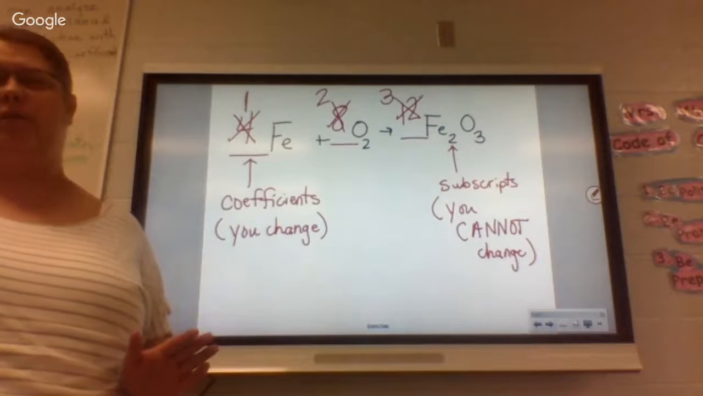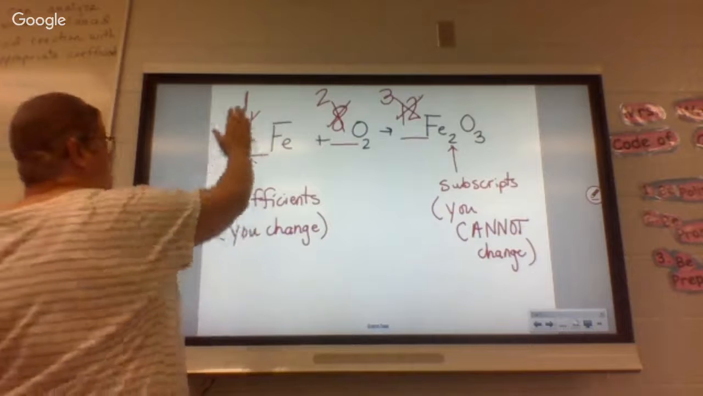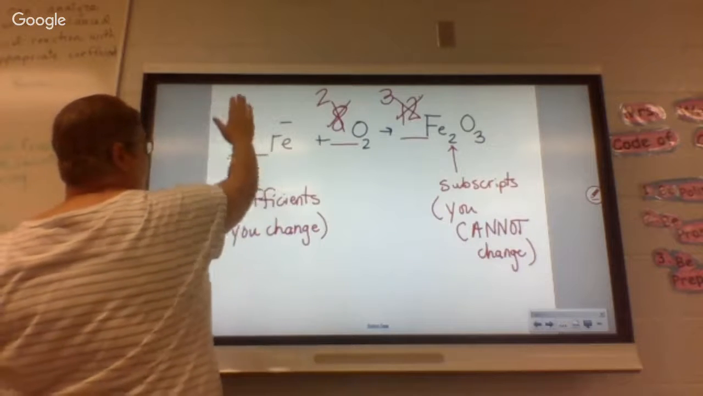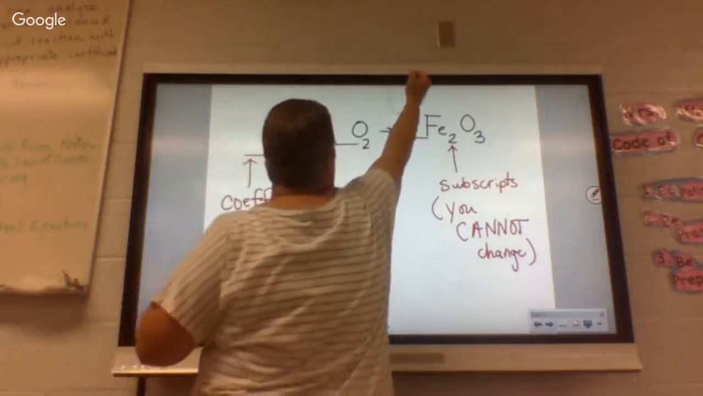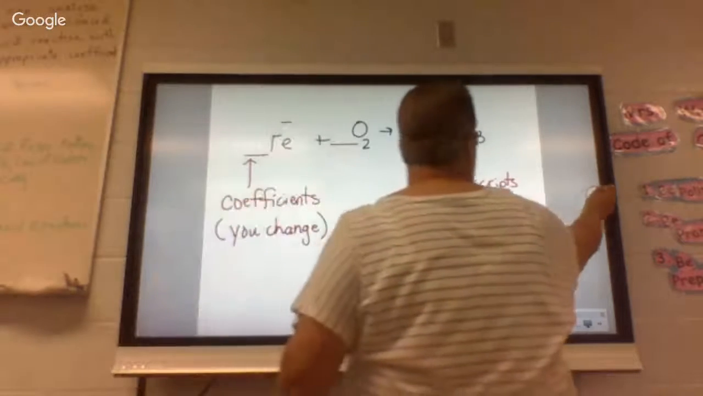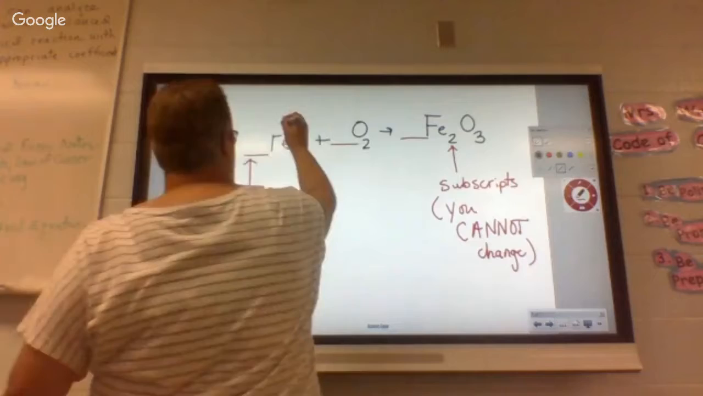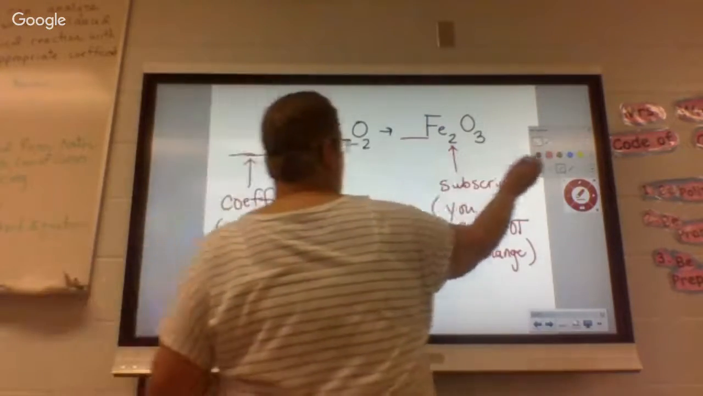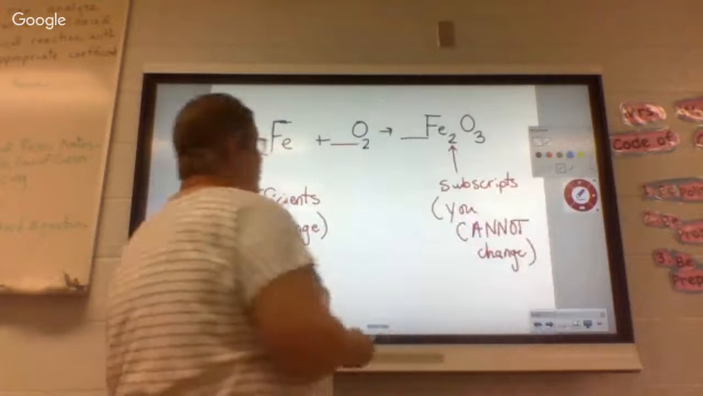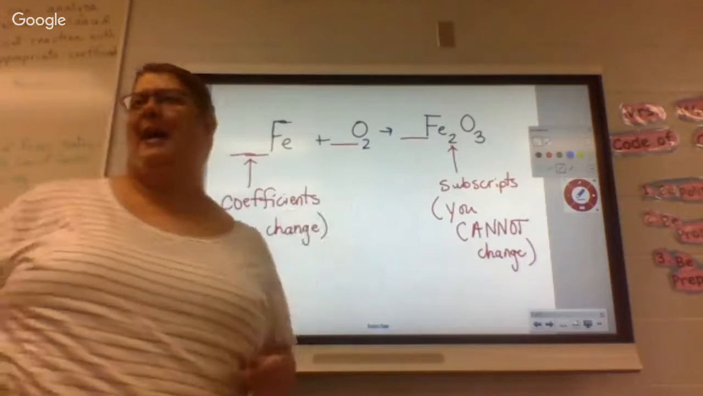And yes, I will take off for needing to reduce. But otherwise, if any of the coefficients are wrong, then it's wrong. It's just not balanced right. There's no partial credit for anything else. So, if we want to balance, one element at a time.